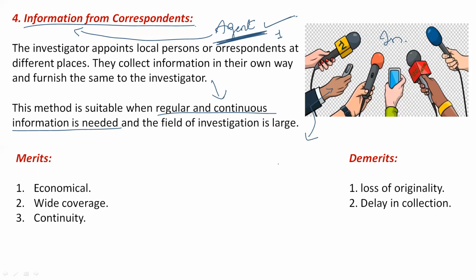And the field of investigation is large. When the field of investigation is large, when a single investigator cannot carry on all the process, then he has to appoint certain agents. As I told, agents could be one or many. So many agents will be at different places and will continuously collect the information and provide it to the investigator.